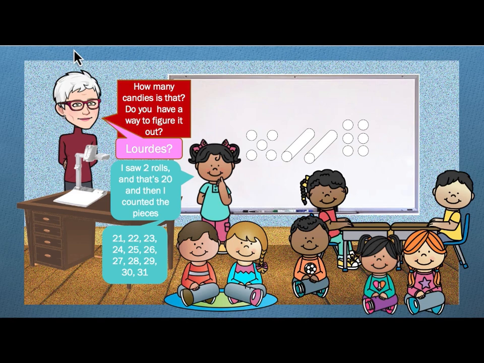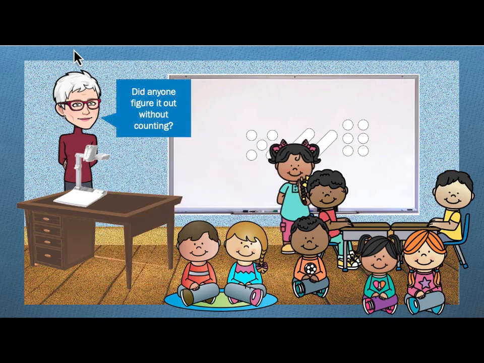Presumably, had there been only the 5 pieces on the left or only the 6 pieces on the right, but not both, she could have easily replied 25 candies or 26 candies. But the complexity of the picture requires her to deal with the 5 pieces and the 6 pieces, which exceed 10, and also with the 2 rolls. Her approach was to count on by 1s from 20 to figure out how many in all. As she explains her solution to the class, she will most likely indicate which pieces she counted first and which next. An important move at this point for the teacher is to ask, "Did anyone figure it out without counting?"